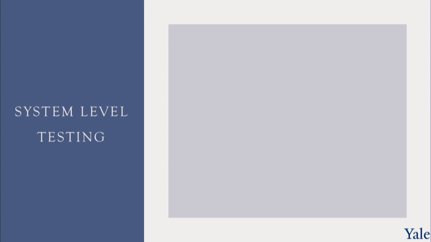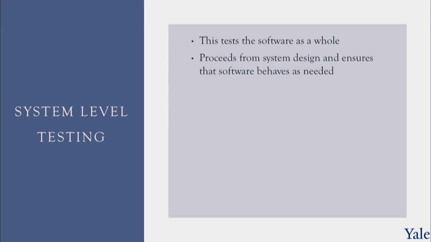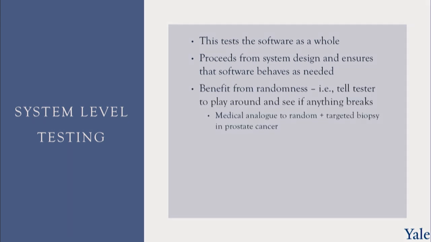And then there is system-level testing. This tests the software as a whole, and it proceeds from the system design and ensures that the software behaves as needed. This benefits from randomness. You can tell your testers to play around and see if anything breaks. There's a medical analog to this: there's something called random and targeted biopsy in prostate cancer.